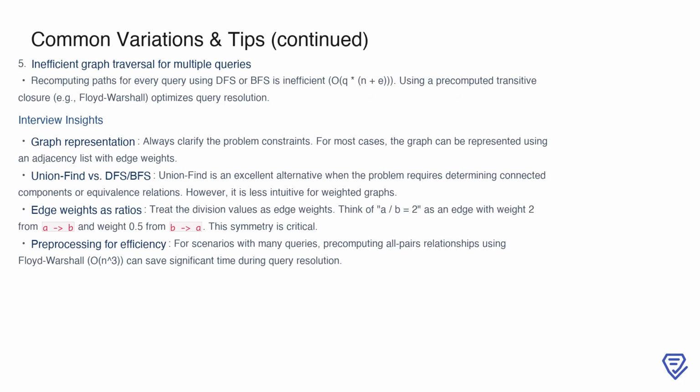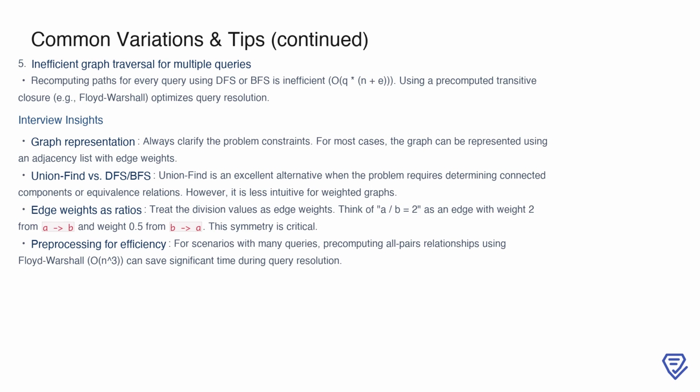Now, let's look at inefficiencies in graph traversal and how to optimize for multiple queries. A common issue is recomputing paths for every query with DFS or BFS, which can be quite inefficient, especially with many queries. This approach has a time complexity of O(Q * (N + E)), where Q is the number of queries, N is the number of nodes, and E is the number of edges. Instead, using a pre-computed transitive closure, such as the Floyd-Warshall algorithm, can significantly speed up query resolution by pre-processing all pairs relationships.